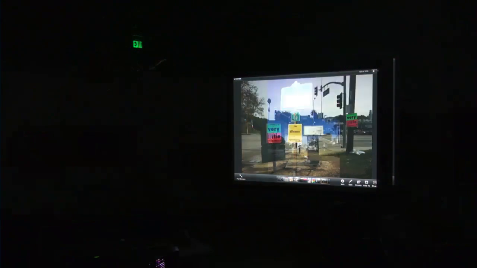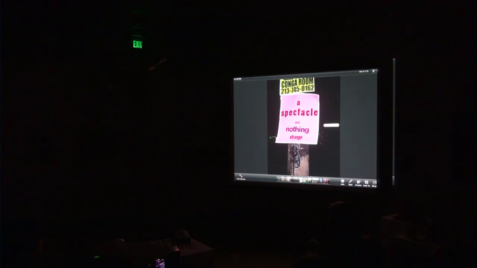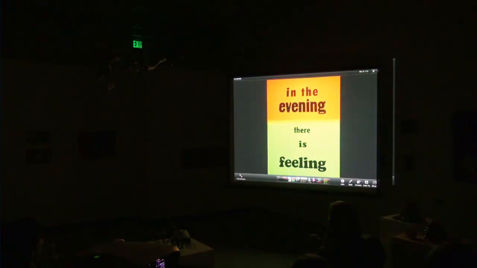So these were eventually used for various protests and things. This is Night Gallery. It's a gallery in Los Angeles, an artist-run gallery. And this is one of the signs. This was for a show, but it's kind of permanent.